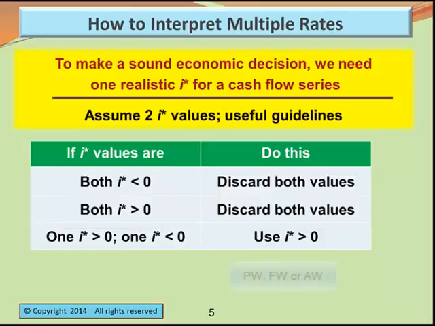Alternatively, use a PW, FW, or AW analysis at the set MARR to make the economic decision. If there is one positive and one negative root, discard the negative and use the positive root, provided it is a realistic value. Even here, it is better to opt for a PW, FW, or AW analysis at the MARR to obtain a definitive result.